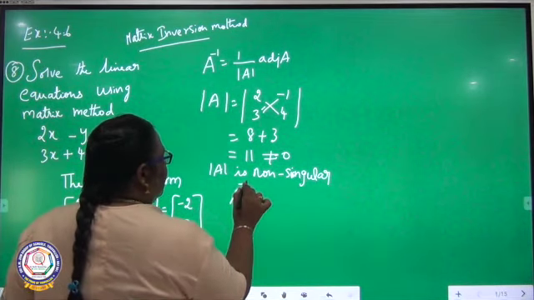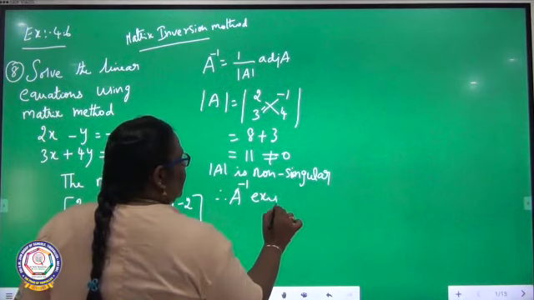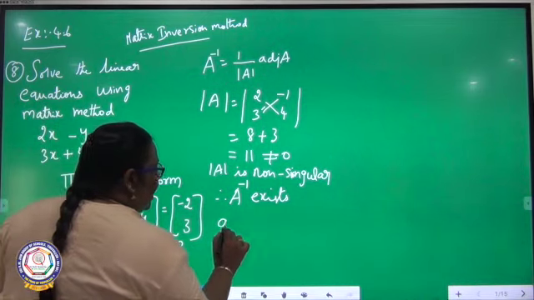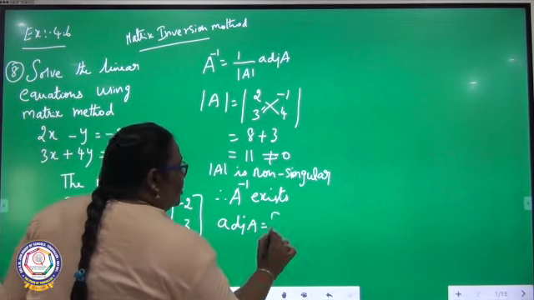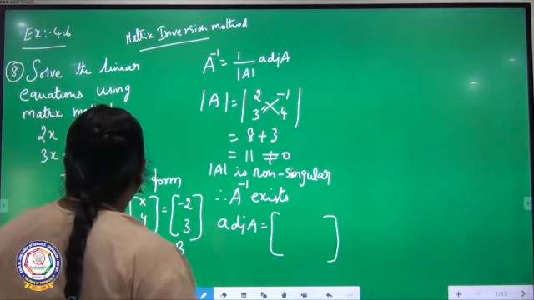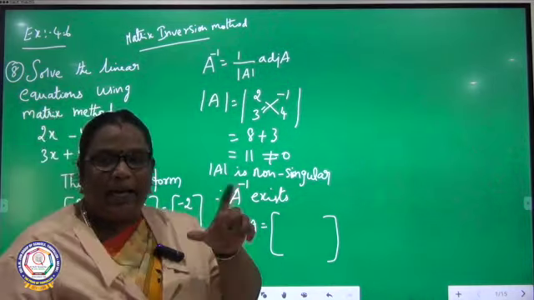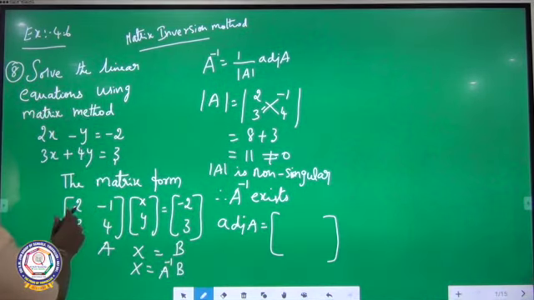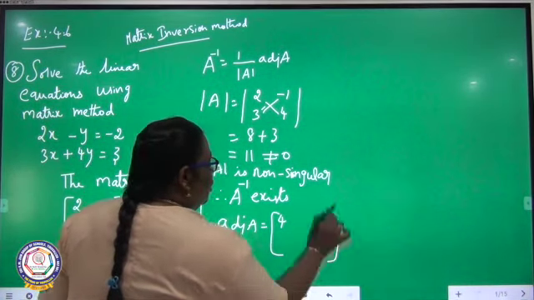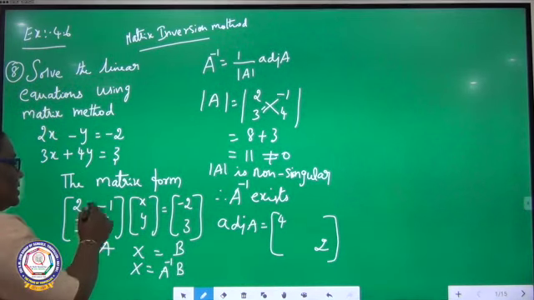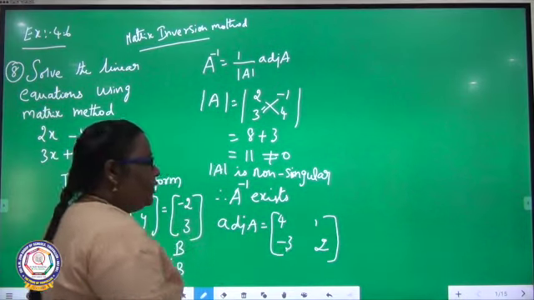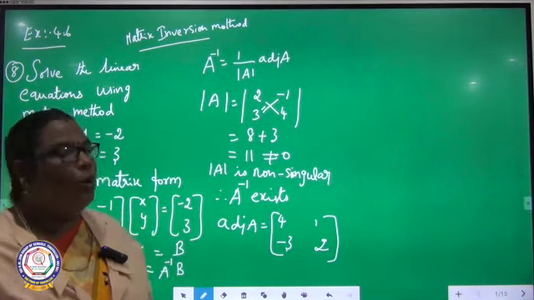Therefore A inverse exists. Then you should find out the value of adj A for the 2 by 2 matrix. You know very well how to find adj A for a 2 by 2 matrix. Interchange the elements of the leading diagonal: see here 2, 4, you interchange them to 4, 2, and you change the sign for the sub-diagonal, 1, minus 3. So this is the value of adj A.